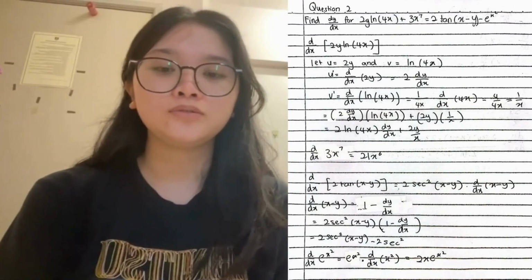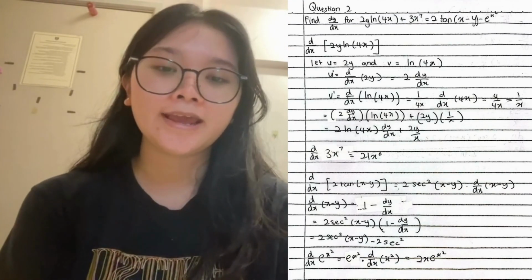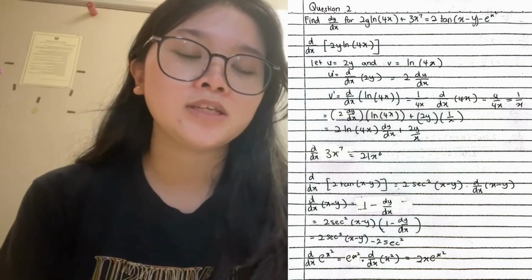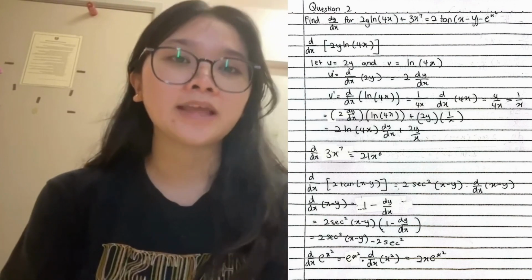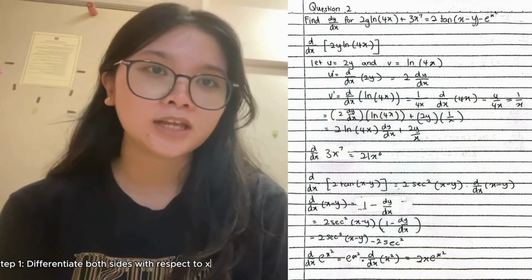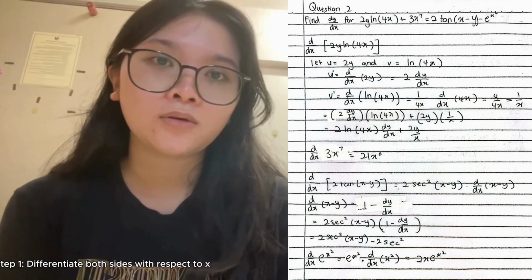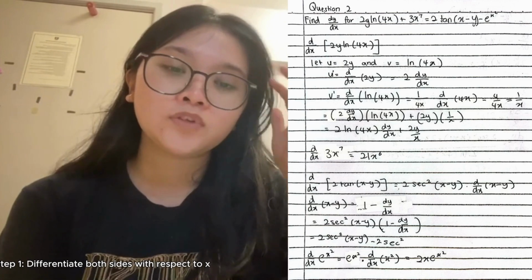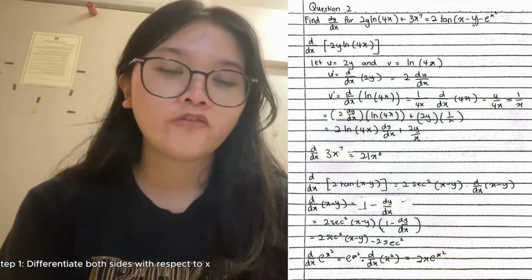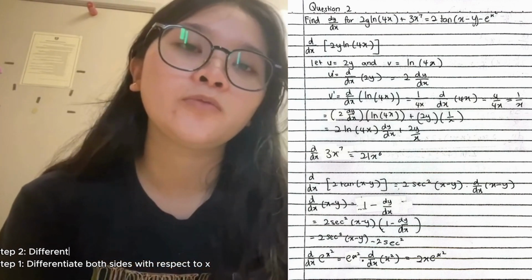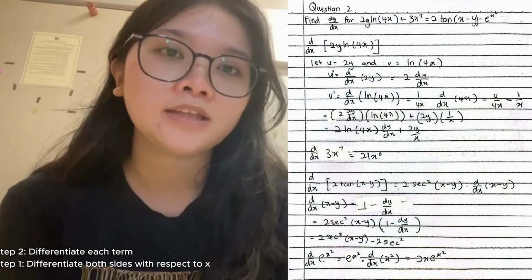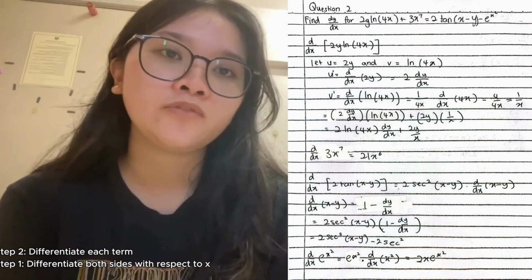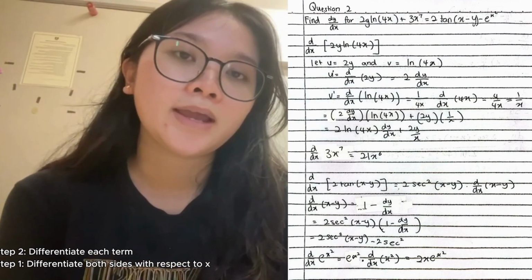So given question 2 is: find dy/dx for this equation by using implicit differentiation. For the first step, we need to differentiate both sides with respect to x. So we apply d/dx to every term in the equation. The equation has 4 terms. First of all, we need to be careful with the product rule and the chain rule, especially when differentiating terms involving y, as we must multiply by dy/dx.